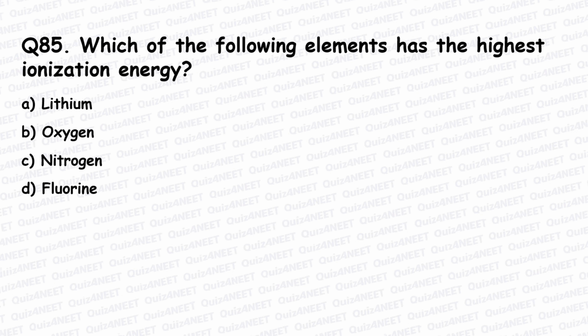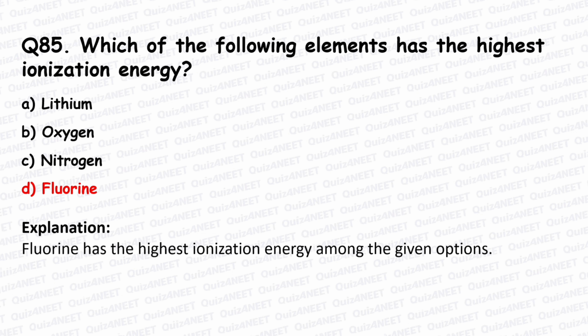Q85, which of the following elements has the highest ionization energy? A, lithium, B, oxygen, C, nitrogen, D, fluorine. Answer: D, fluorine. Fluorine has the highest ionization energy among the given options.